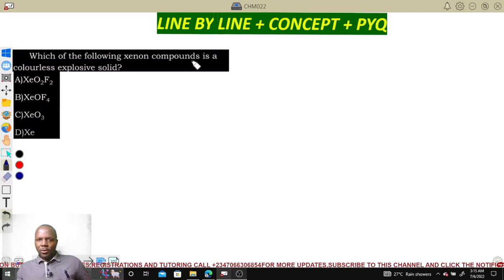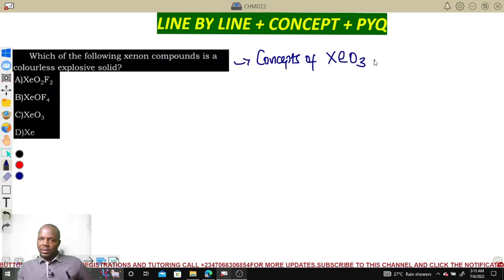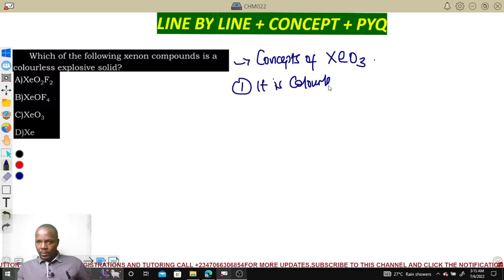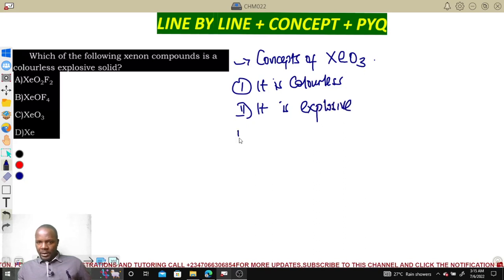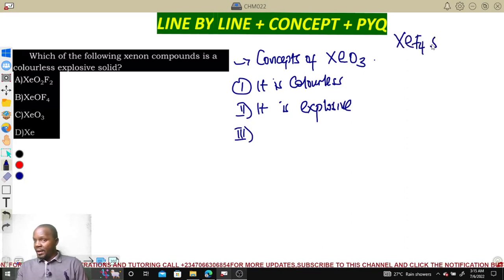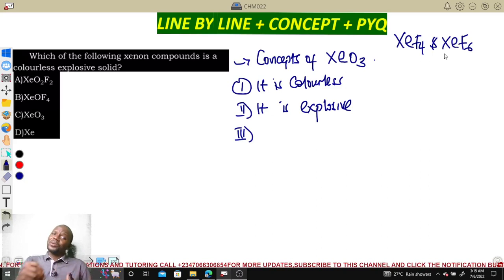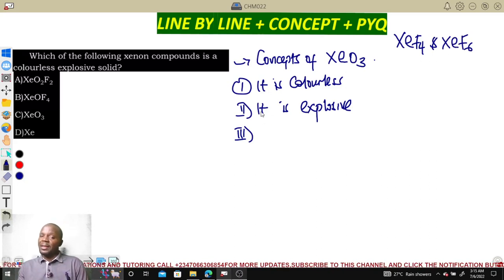Now, which of the following xenon compound is colorless explosive gas? Let me quickly give you the concept of SeO3. Number 1, it is colorless. Number 2, it is explosive. Number 3, you know this is formed when you have complete hydrolysis of SeF4 and SeF6. Watch this video to the end because it will really help you. It is explosive. Then again, it sublimes.